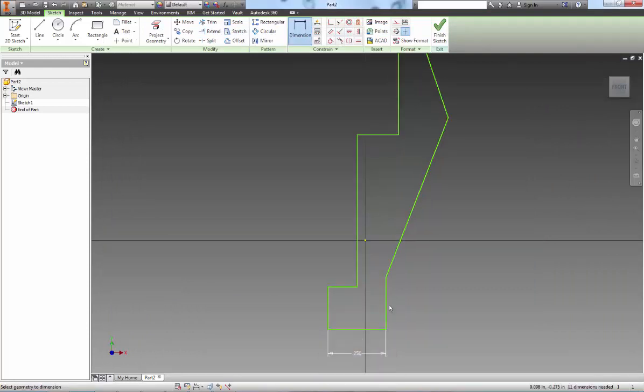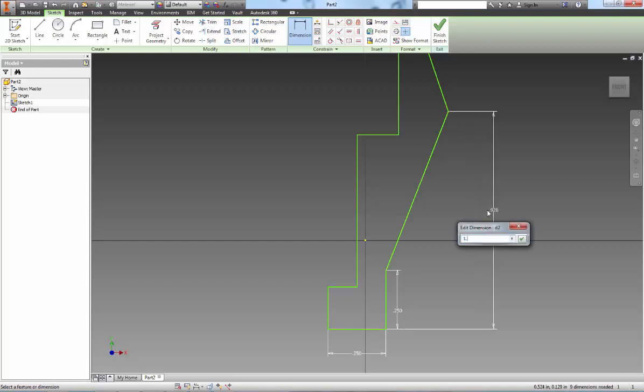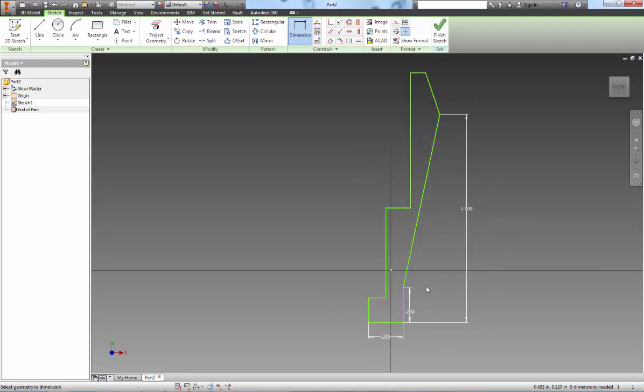0.25, 0.25, from the bottom to here was 1.5, and from the bottom to the top was 1.75. So mine's going to look like this. Yours might look slightly different, but that's totally fine.